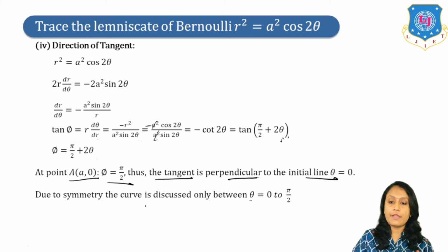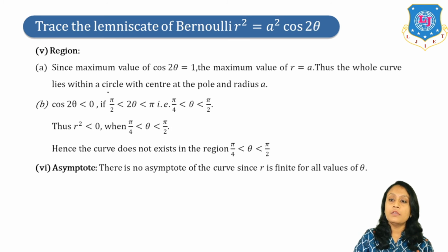Because of symmetry, the curve we will discuss is between theta equal to 0 and pi by 2. Now we will discuss the region. The maximum value of cos 2 theta is 1. If you take the positive term, the maximum value of r is a. So the whole curve lies within the circle with center at the pole and radius a.